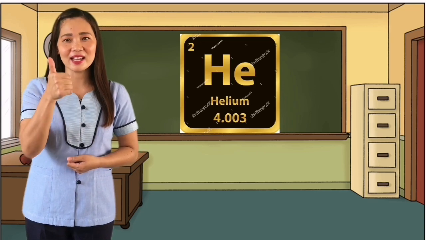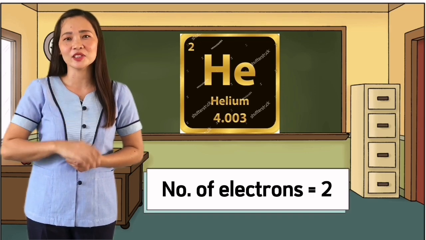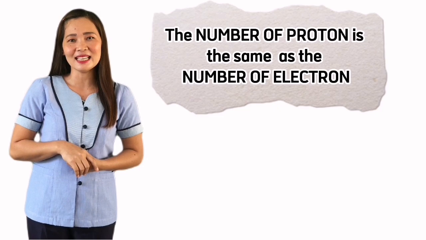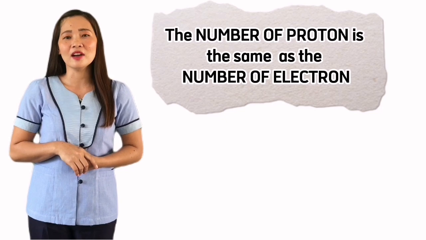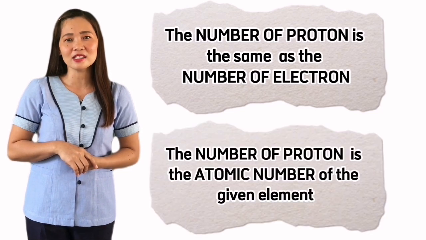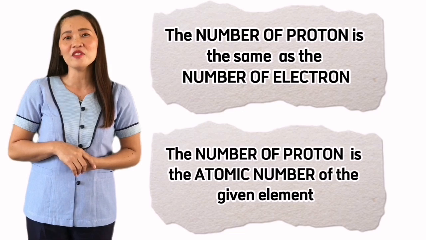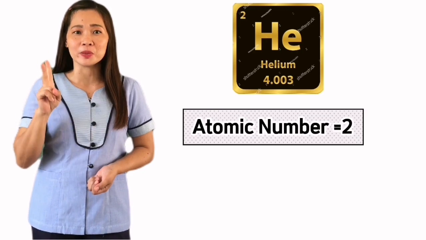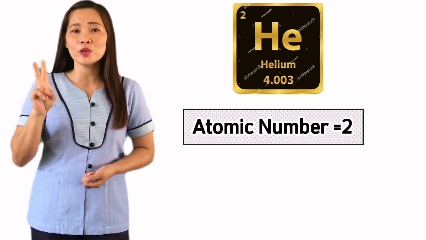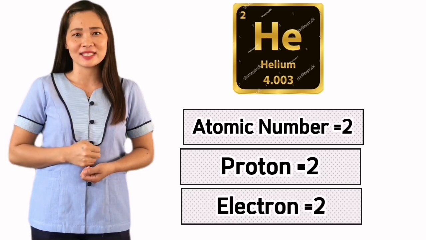Yes, you're correct. It has 2 electrons. Remember, the number of protons is the same as the number of electrons. And the number of protons in an atom is referred to as the atomic number of that element. A helium atom has an atomic number of 2. Therefore, it has 2 protons and 2 electrons.